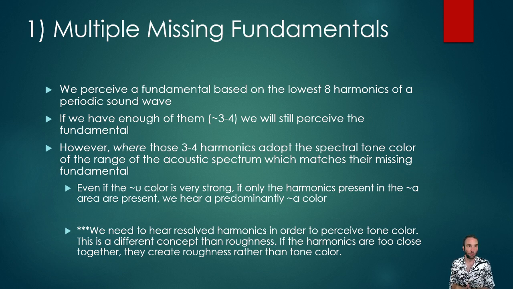So, when we have enough of them, 3 or 4 usually, we still perceive that fundamental. And so those 3 to 4 harmonics adopt the spectral tone color of the range of the acoustic spectrum which matches their missing fundamental. So even if the oo color is really strong, with a really strong harmonic down there, if the only harmonics present are in the ah area, right? If we only have ah harmonics, even though the missing fundamental is in the oo, we're going to be hearing that ah color. Let's look at what that sounds like.